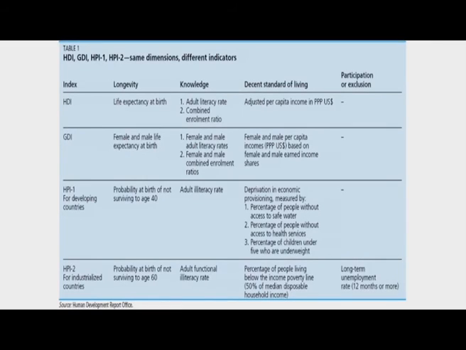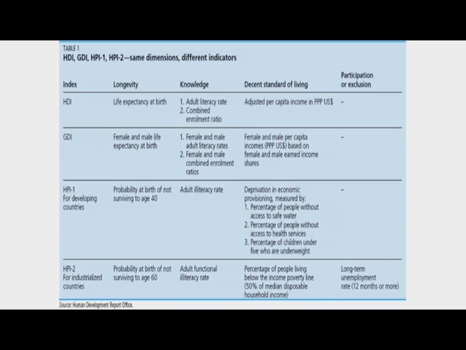HPI-1 is a human poverty index which is calculated for developing countries, and they are done separately, which is why you have HPI-1 and HPI-2. It is done separately for developing and developed countries, because the requirements of the developed and the developing countries are of course very different. The data available for both these sets of countries are also very different. Therefore, it makes sense to separate them out.